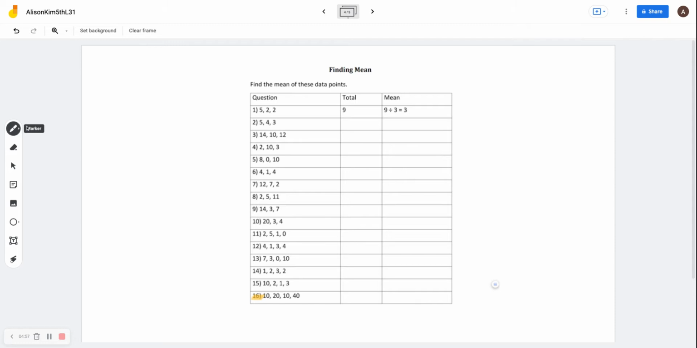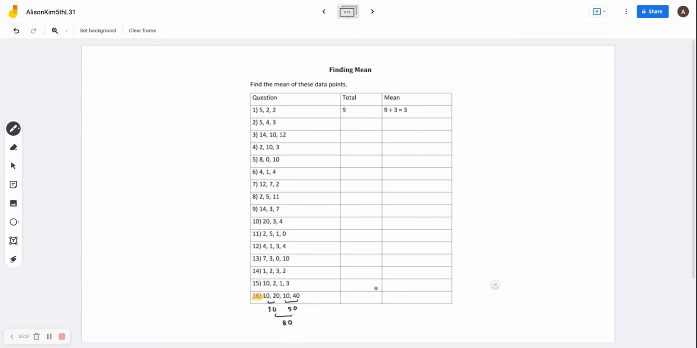So let's do mean. Mean is another word for average. In order to find the average, we add up all the given numbers and then divide by how many numbers it gives us. So let's look at number 16. It gives us 10, 20, 10, 40. First we add all the numbers together. Let's do 10 plus 20 and then 10 plus 40 and then add them together. So 10 plus 20 is 30, 10 plus 40 is 50, and then we add them and we get 80.